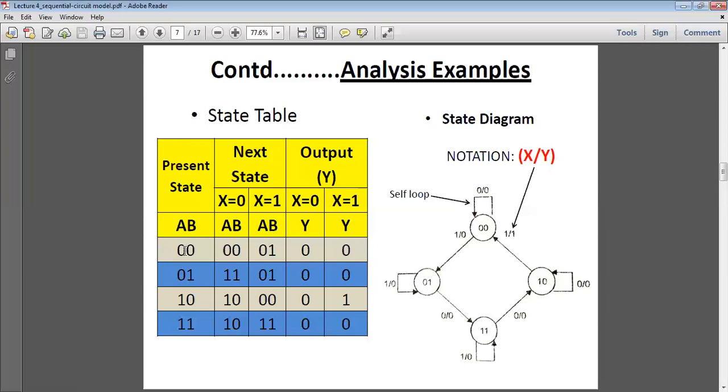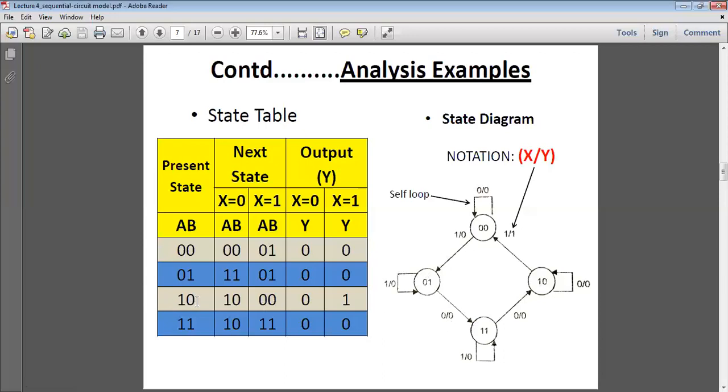Now when AB is 0, 0, if you give x equal to 1, what is the next state? Next state will be 0, 1. So from 0, 0 it will go to 0, 1. At that time what is the output? Output will be 0 and x is input 1, so 1 by 0. Now we are at present state 0, 1. When x is equal to 0, where will it go? It will go to 1, 1. At that time input is 0, output is also 0. So it is written as 0 by 0.